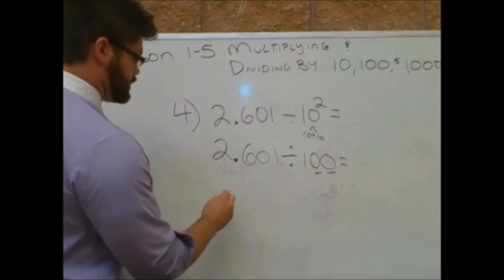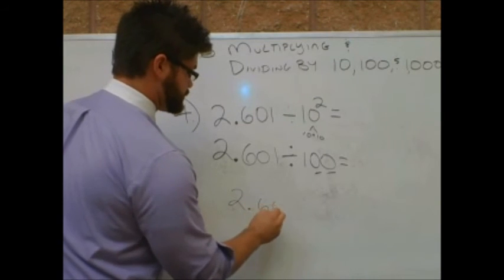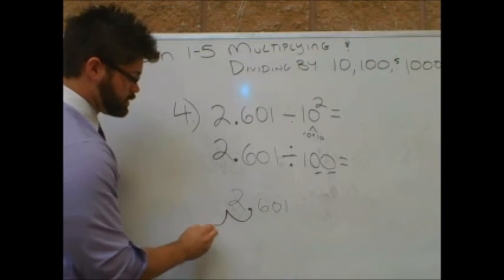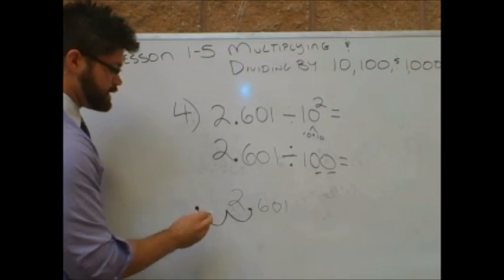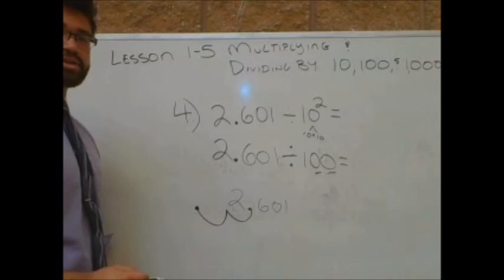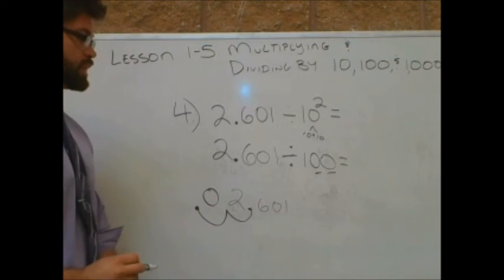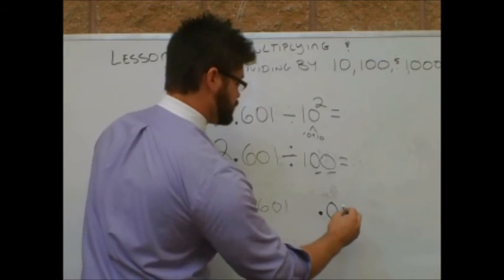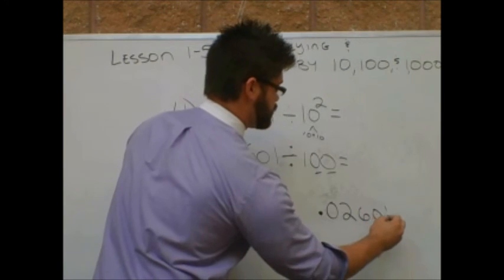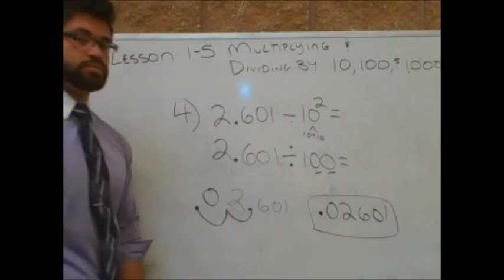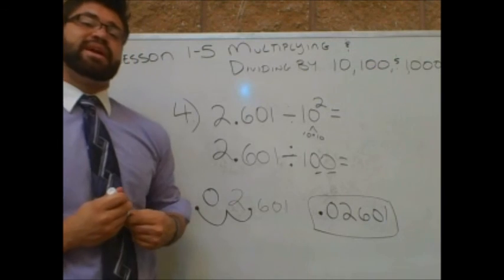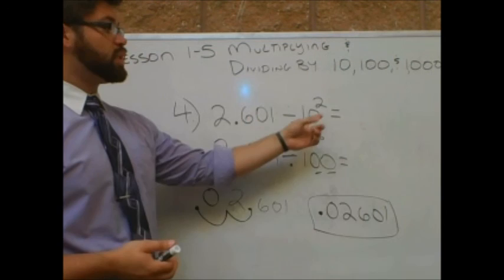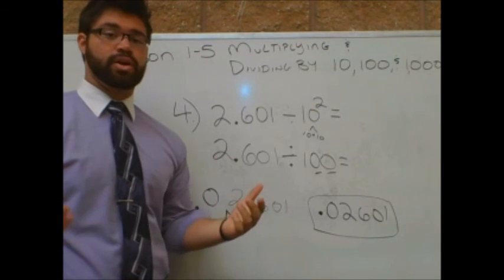So when I do that, if I take 2.601 and I move my decimal point to the left 2 times, well, it's going to end here, but I need to fill up this little gap that I just made. So I'm going to throw a 0 in there. And my final answer will end up being 0.02601. So that problem might look intimidating at first, but all we have to do is use the patterns that we found earlier and plug in what we know about exponents, and we're good to go.